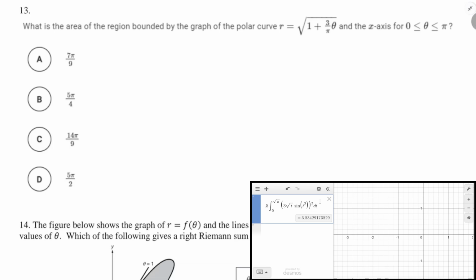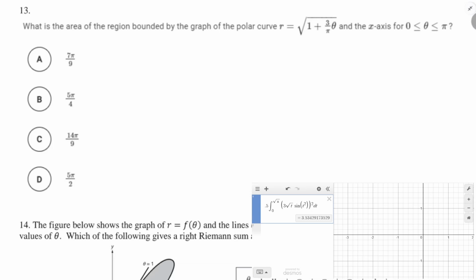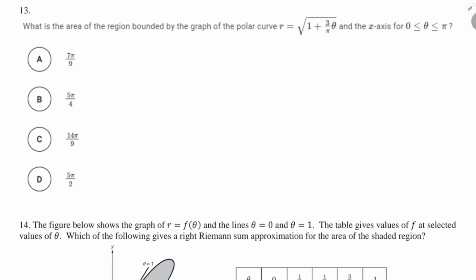It's the area of the region bounded by the graph. This is one that we can do by hand. We don't need the calculator for it, so I'll just take that away. Let's see. All right.